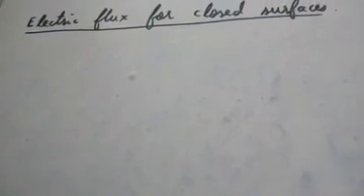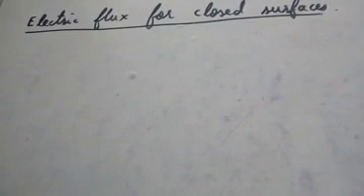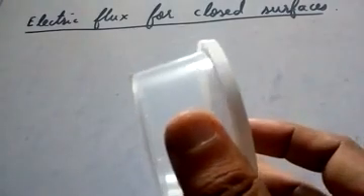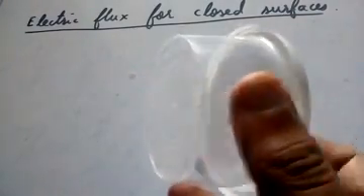Let us now study electric flux for closed surfaces. First we'll take an electric field. Or before that, let's see what a closed surface is. A closed surface means it's not just one plane, it's a three-dimensional object. For example, like this box. So this is a closed surface.